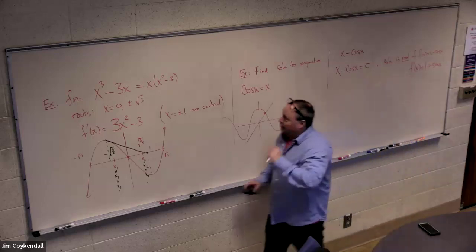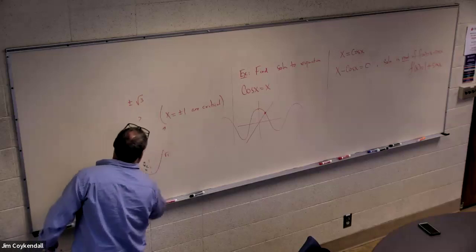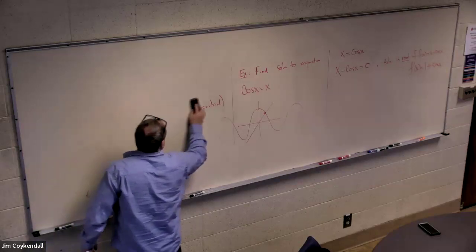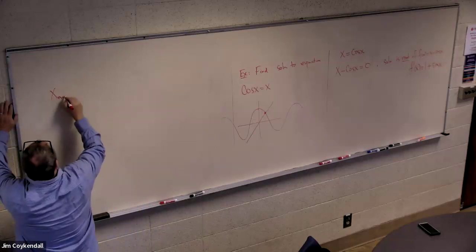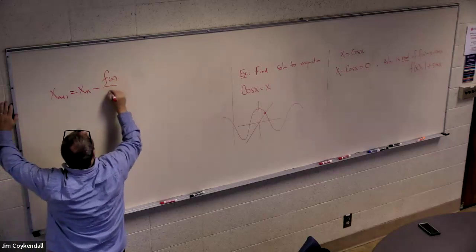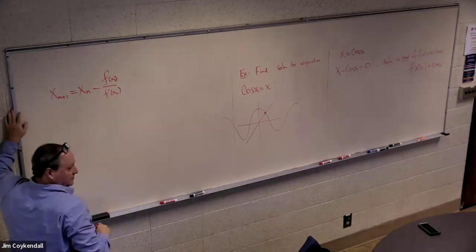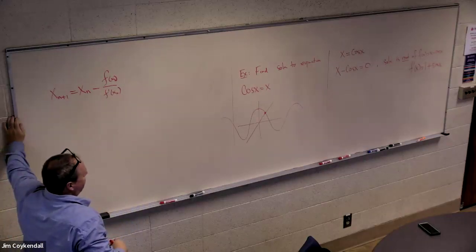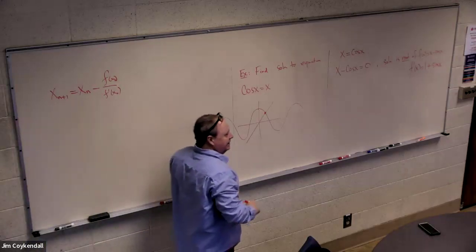Okay. So let's start this here. Of course, we have x n plus 1 equals x n minus f of x over f prime of x, at x n. Yep. But I need something to start me off. I need an initial approximation.